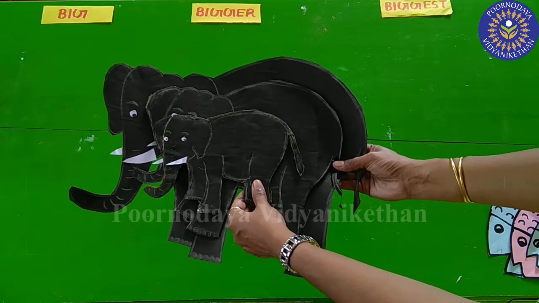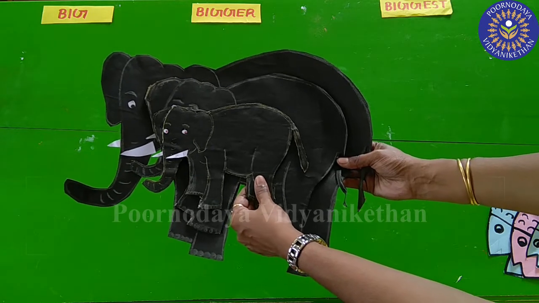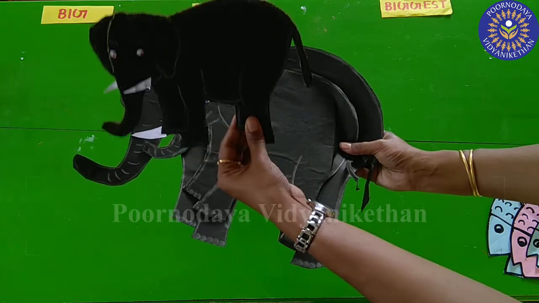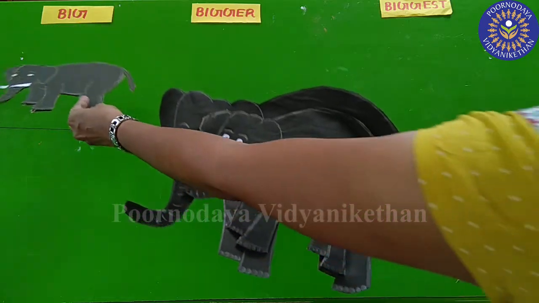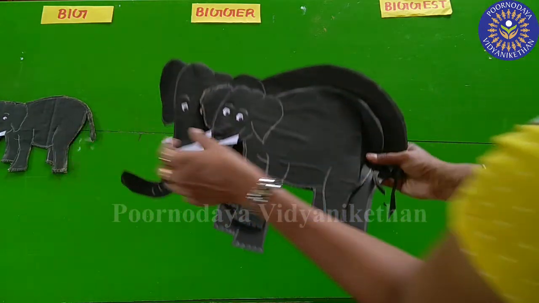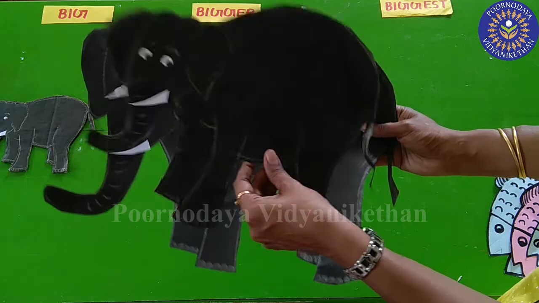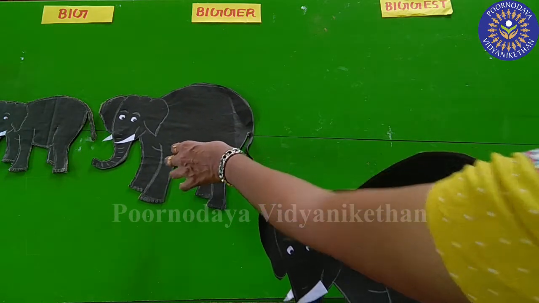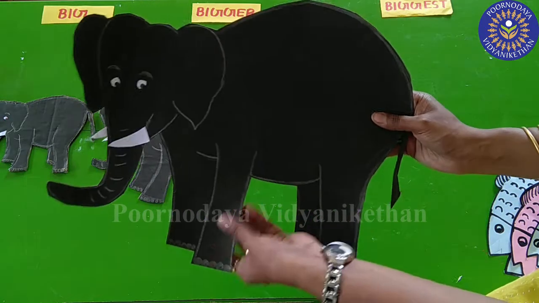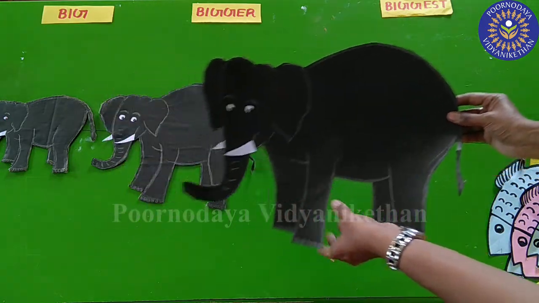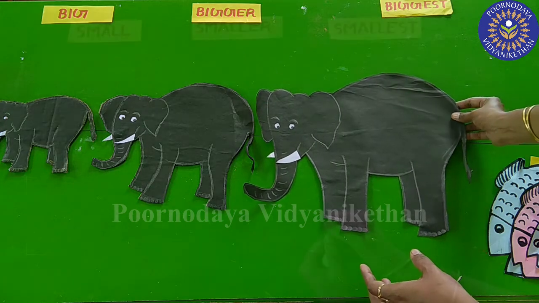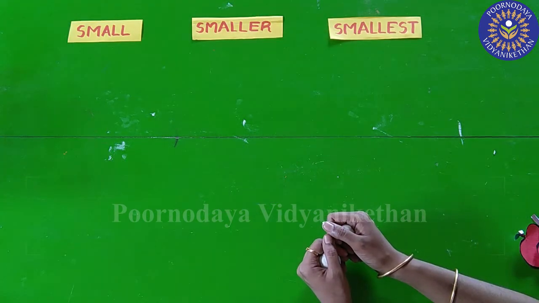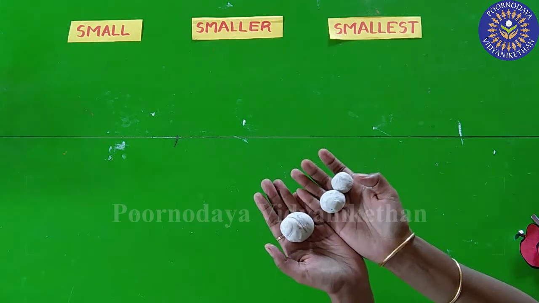Now I am going to order these elephants according to their size. So first one is big. Second one is bigger. And third one is the biggest. Then next we will compare small objects in the same way. Let us make small chapatis using this clay.